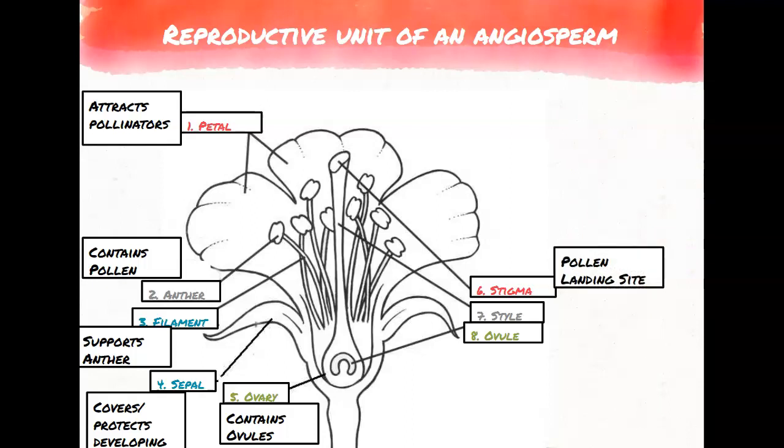The stigma is this very top part right here. It is the pollen landing site. It is female. The style is the tube that grows from the stigma to the ovary and particularly the ovule. Female. And then the ovule contains the egg nuclei. Female.